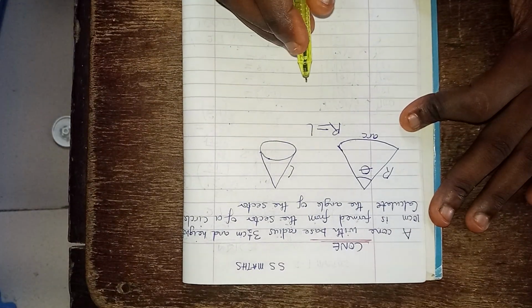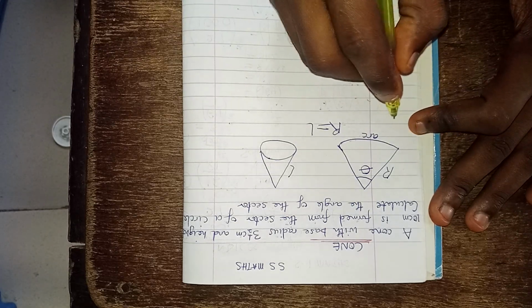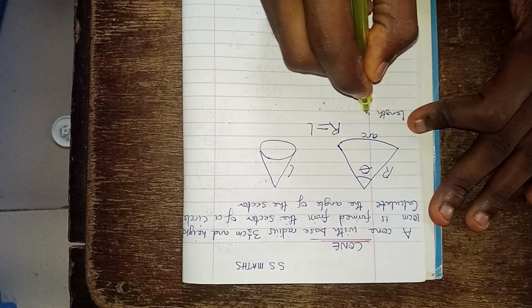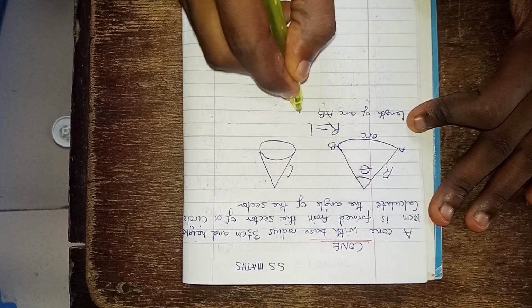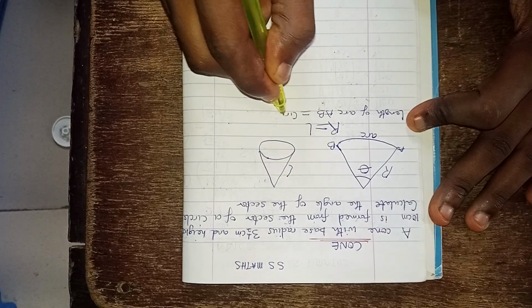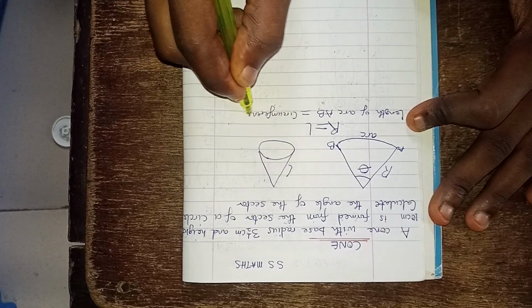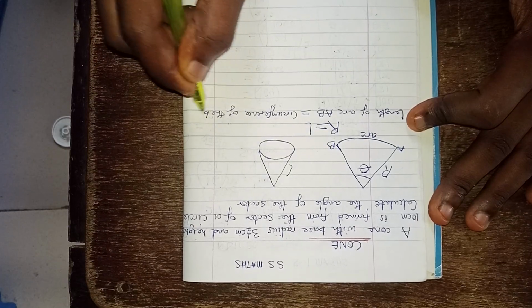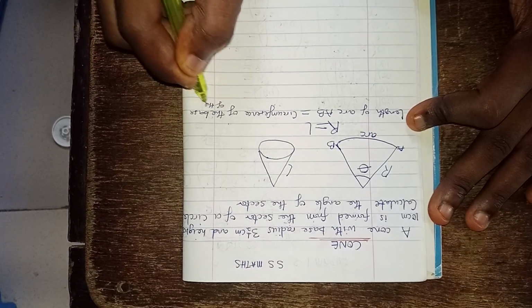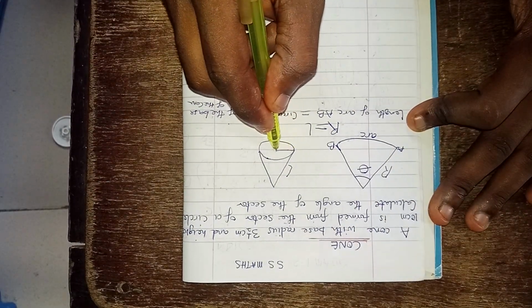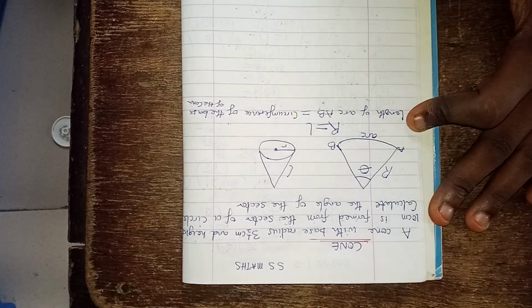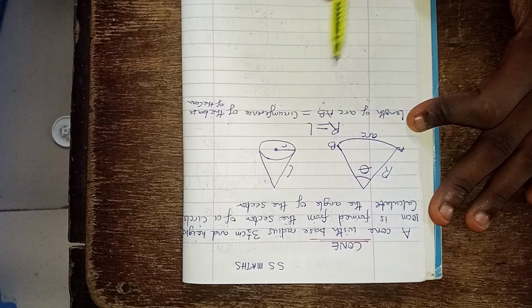So at the same time, I can as well write that the length of arc, let me call this one AB, length of arc AB is equal to the circumference of the base of the cone. Now let's say this is the radius of the base of the cone. Let's use small r to represent that. All right. So I can relate the two shapes now. This is a plane shape. This is a solid shape.